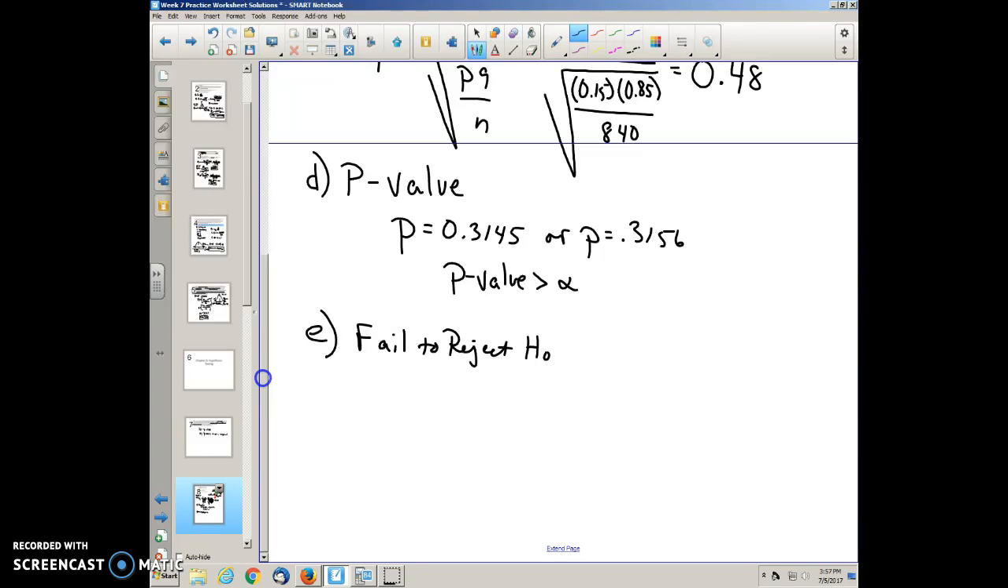I'm not going to write this down just because it takes too long. But the way to actually interpret this, since the claim was with the alternative hypothesis, p is greater than 0.15, we are looking to see if we have enough evidence to support the claim, or if we don't have enough evidence to support the claim. In this case, we do not have enough evidence, so there is insufficient evidence to support the claim that more than 15% of households use email. So when you fail to reject and it's a one-tailed test, there is insufficient evidence to support the claim.